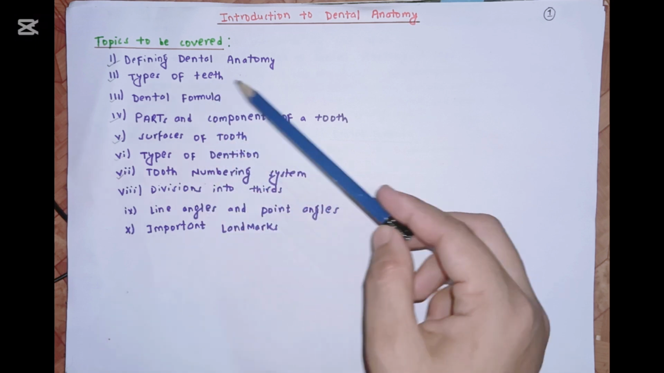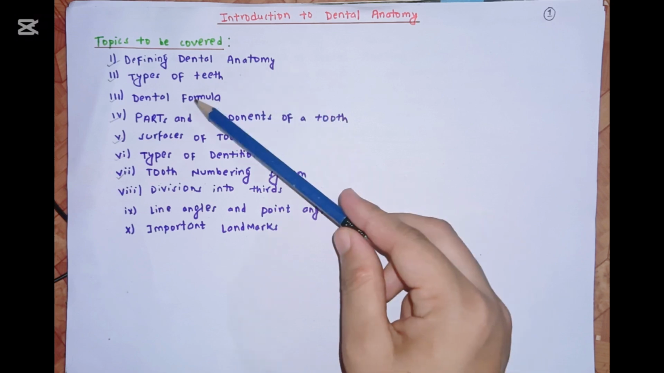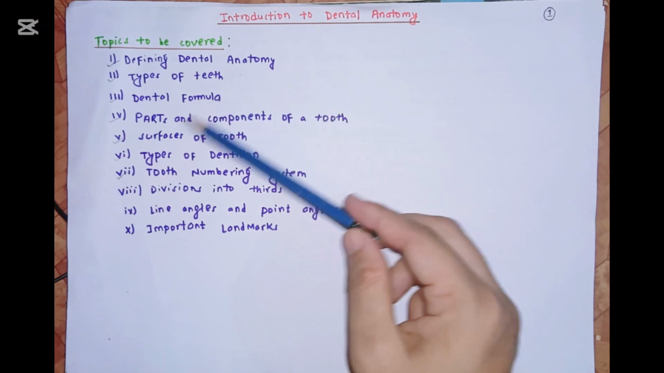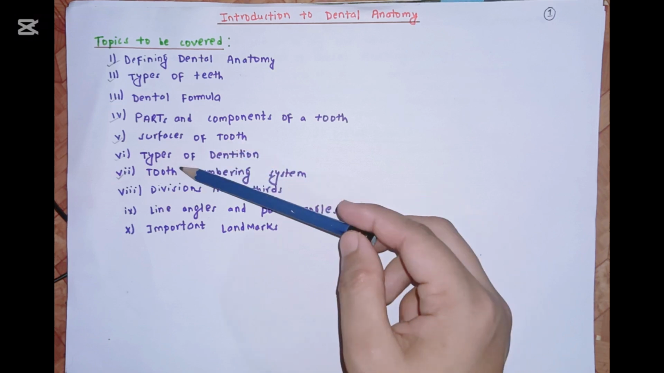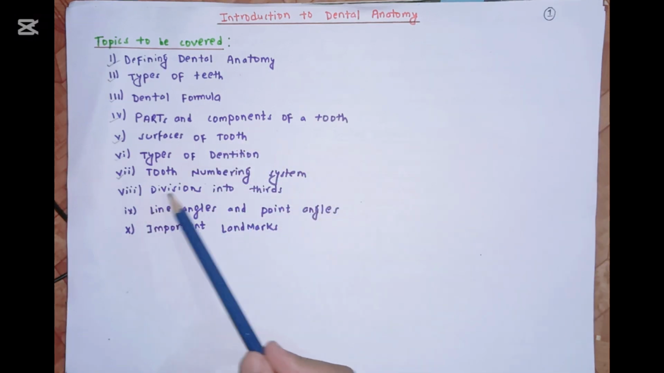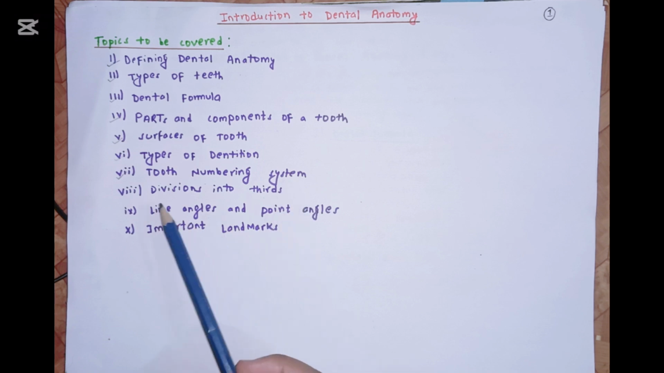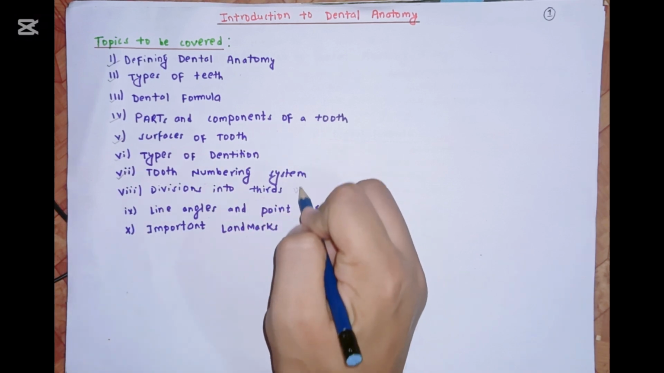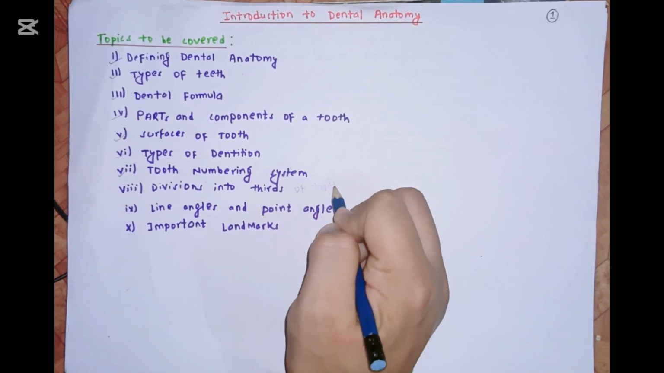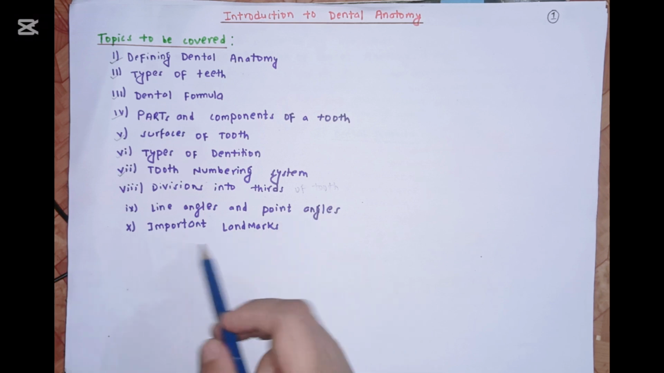In the first 7 topics, there are defining dental anatomy, types of teeth, dental formula, parts and components of the tooth, surfaces of the tooth, types of dentition, and tooth numbering systems. In the other part, I will deal with the divisions into thirds of the tooth, line angles and point angles, and important landmarks.